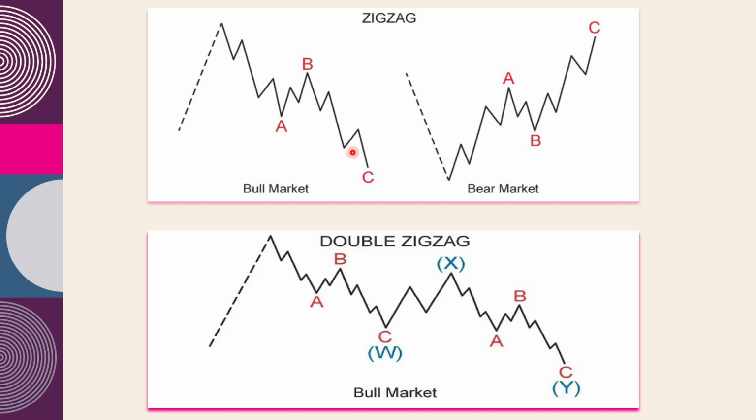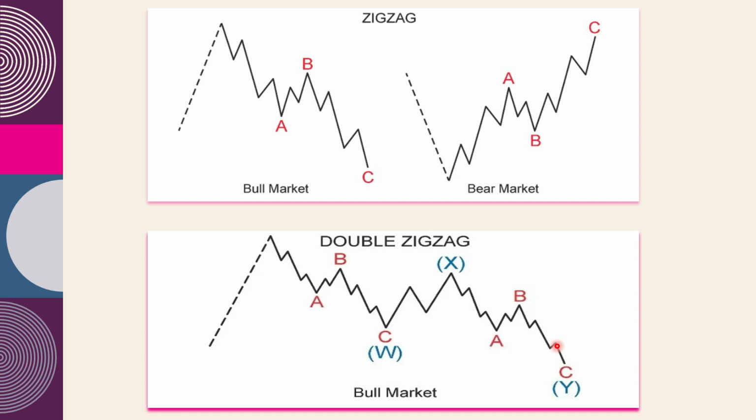In a zigzag, wave B can never go beyond the start of wave A. And wave C almost always goes beyond the end of wave A. If wave C does not go beyond the end of wave A, it is called a truncated wave C. Zigzag corrections can take the form of 1, 2, or 3 zigzags. Here you can see a double zigzag, but there is a limit. It cannot go beyond 3 zigzags. The maximum is 3 zigzags as per the literature.